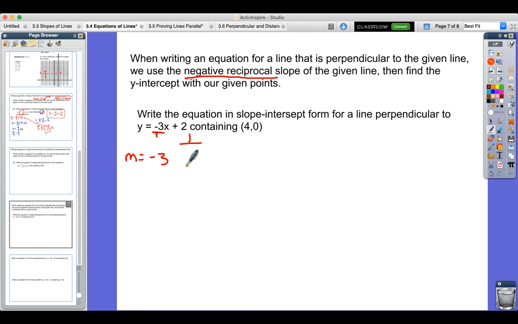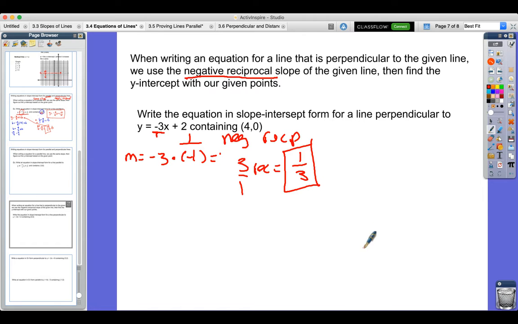This is the sign for perpendicular. So to do that, we're going to take this times a negative 1 to get the negative part. Remember, they're negative reciprocal. So the negative part, when we do that, we get a positive 3. So we did that, and then we do the reciprocal. This is 3 over 1, so the reciprocal of that will be 1 over 3. This is our new slope right here. This is our new m for our new line that's perpendicular.